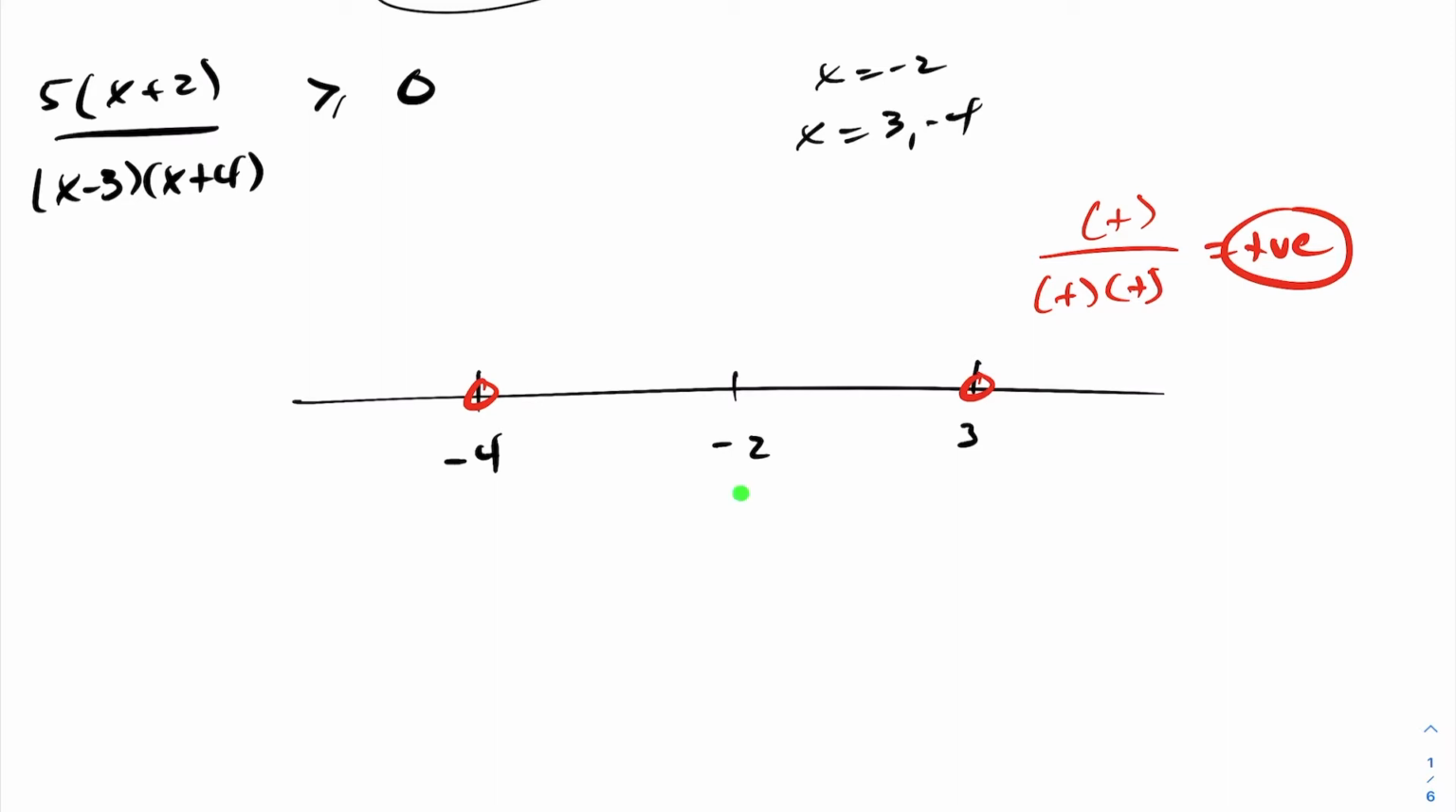Continuing on here, pick a number between -2 and 3. So let's say we pick the number 0. If I sub a 0 into this expression here, you're going to get a positive expression divided by a negative expression and then a positive expression. So the result here will be negative.